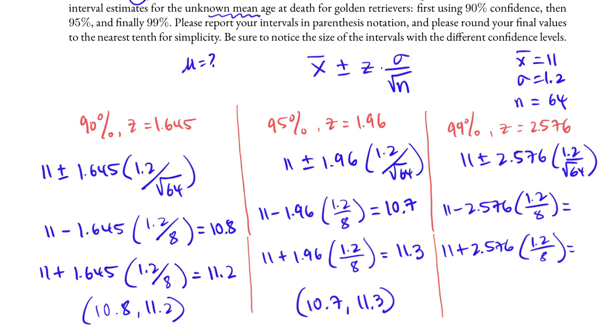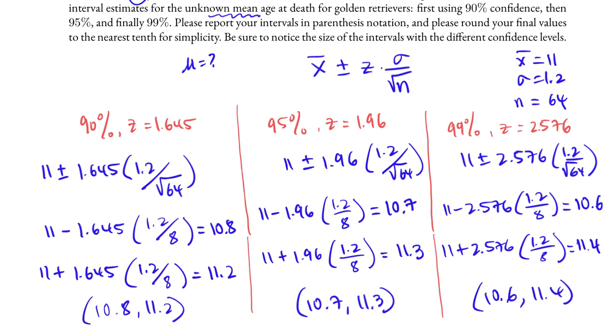Input each of these expressions in a calculator. We will obtain the lower bound of 10.6, rounded to one decimal place to the nearest tenth. The upper bound will be 11.4. And so the 99% confidence interval is (10.6, 11.4).